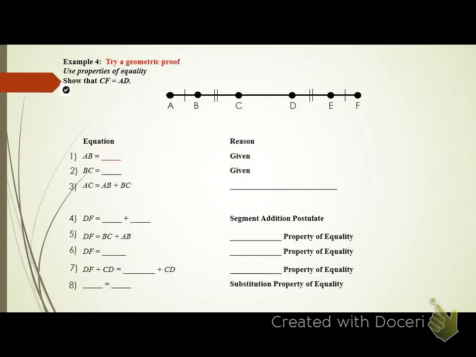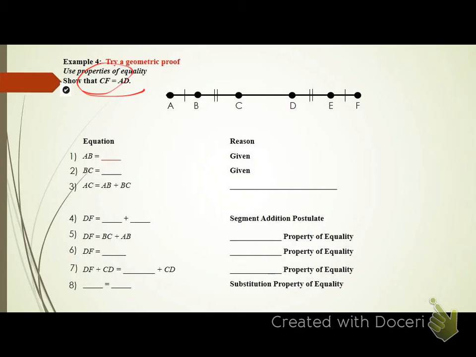Okay? All right. So, your first geometric proof is going to be structured kind of like this. And again, we'll be given some information, like right here. And in this particular case, the given is going to come from the picture. And then you'll have a proof statement. I want to prove CF is equal to AD.